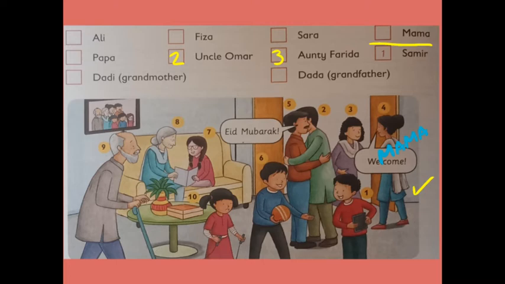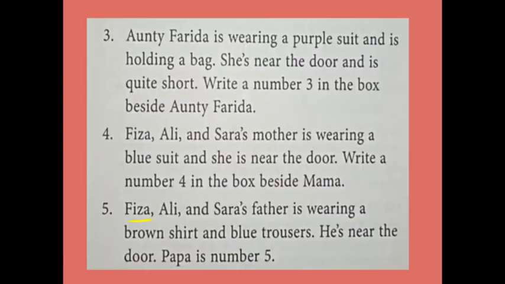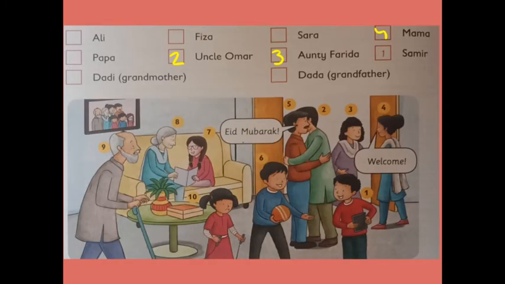In this block, what will we write? We will write its number. Its number is number 4. Number 5. Fiza, Ali and Sarah's father is wearing a brown shirt and blue trousers. He is near the door. Dear student, can you find him? Well done. This is Fiza, Ali and Sarah's father who is wearing a brown shirt and blue trousers. His number is number 5. We will write number 5 here.